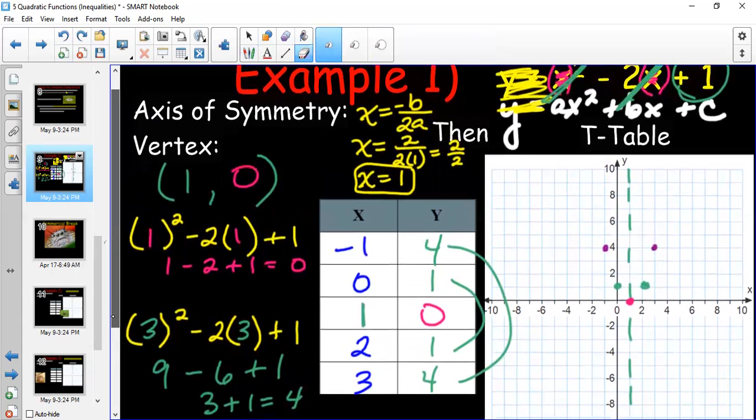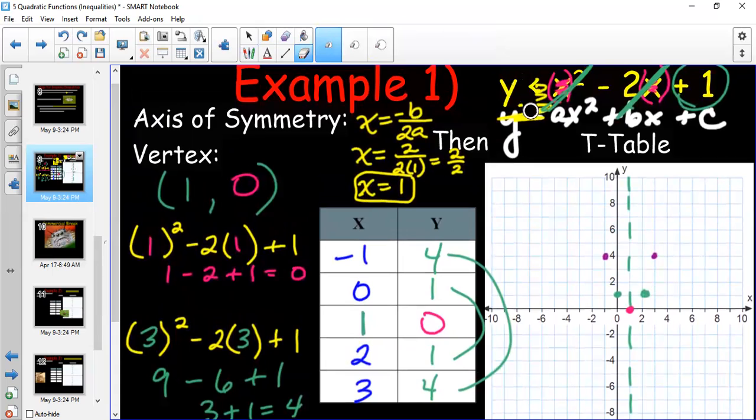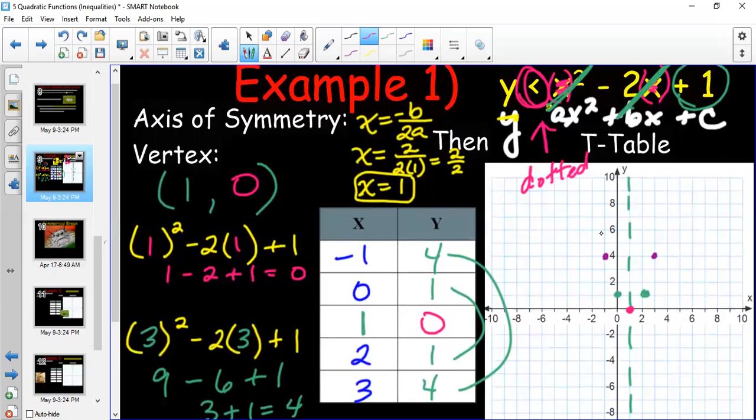So that was if it was equals, but in this case, we have to go back to our original problem. It's not equals, it is less than. Less than means dotted. Okay, so let's do a dotted line. The other thing I recommend is, I know if you draw this little U-shaped parabola, it doesn't go all the way to the top, but I would extend it as far as it could go. That way you don't get confused on the shading. So extend it all the way up, even though we didn't get enough points to show that it went all the way up.